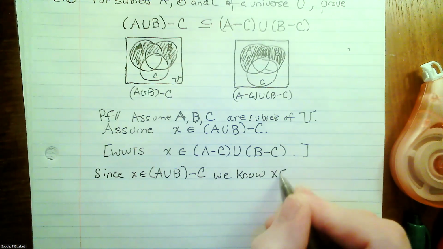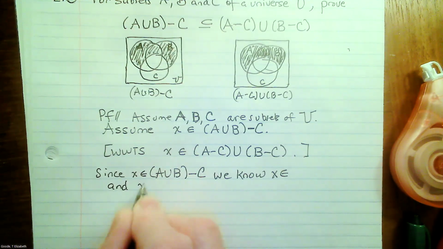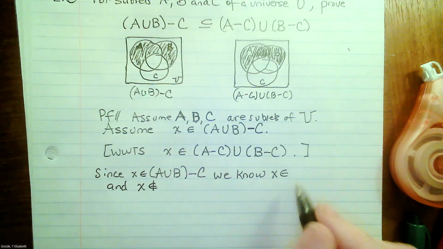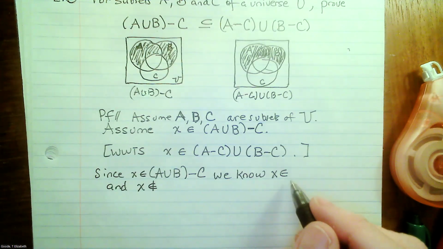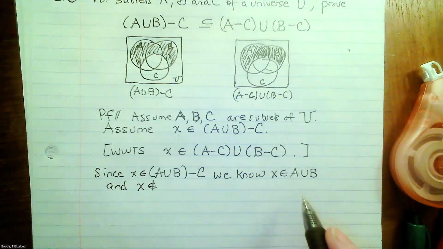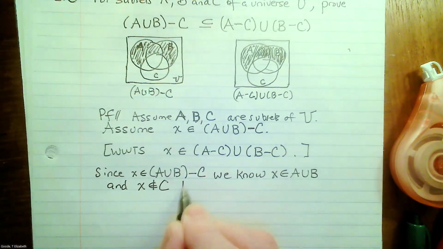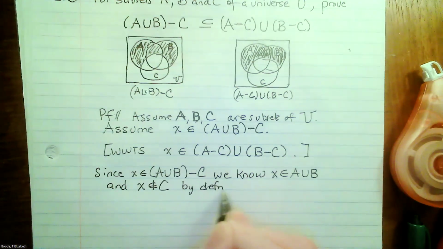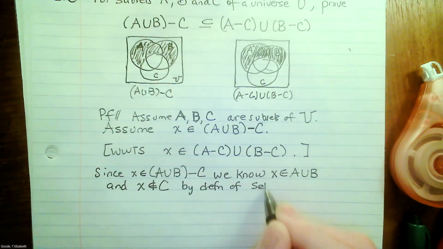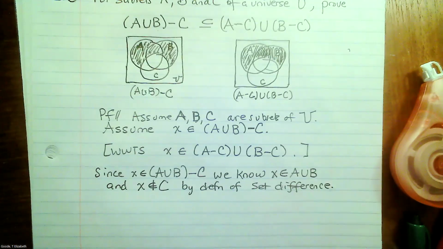So what does it mean for X to be in this set difference, folks? X is in something and X is not in something. What is X in? A union B. Nice. And what is X not in? C. And this is by definition of? Set difference. Exactly. So we've just broken down what it means for X to be in that set difference.